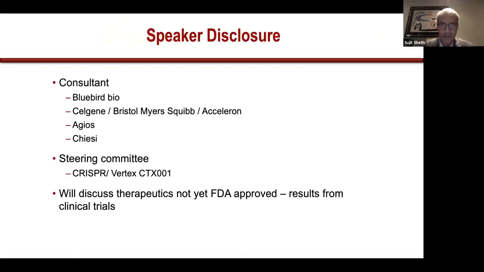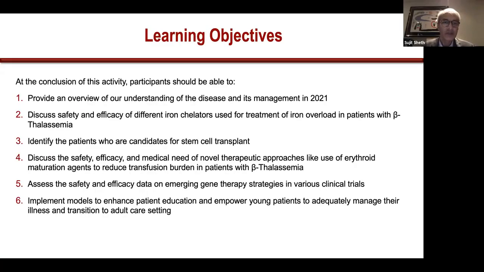These are my disclosures. I will be discussing towards the end some not yet FDA approved therapies which are in clinical trials. These are the learning objectives for today's activity. I will provide an overview of our understanding of the disease and its management in 2021. We will discuss the safety and efficacy of the different iron chelators used for treating iron overload in patients with beta thalassemia. We will identify patients who are good candidates for stem cell transplant, discuss the safety, efficacy, and medical need of novel therapeutic approaches like the use of erythroid maturation agents, which are actually approved now, to reduce transfusion burden in patients with beta thalassemia.